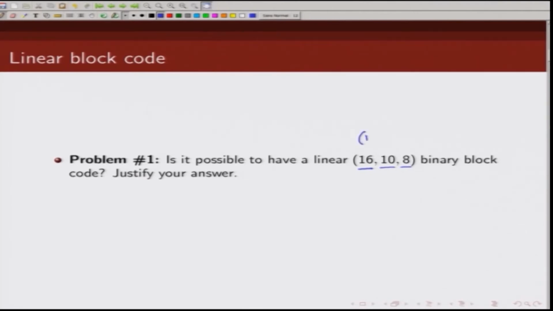When I write it like this, this stands for n, this is k, and this is the minimum distance. So, is it possible to have a code which has length 16, information sequence length 10 and minimum distance of 8? Now, how do we solve it? We have talked about various bounds on minimum distance. So, let us see whether this satisfies the bounds on minimum distance.